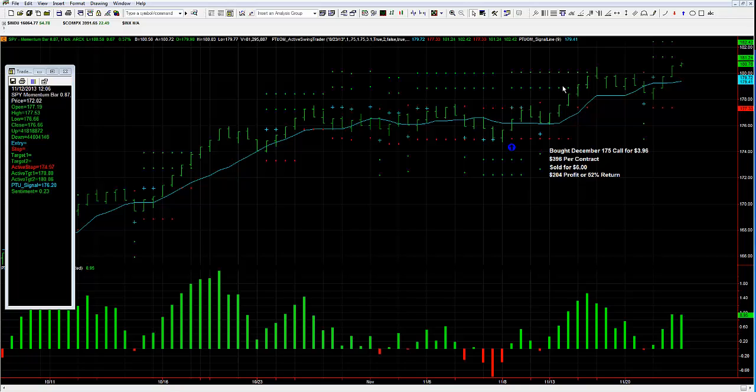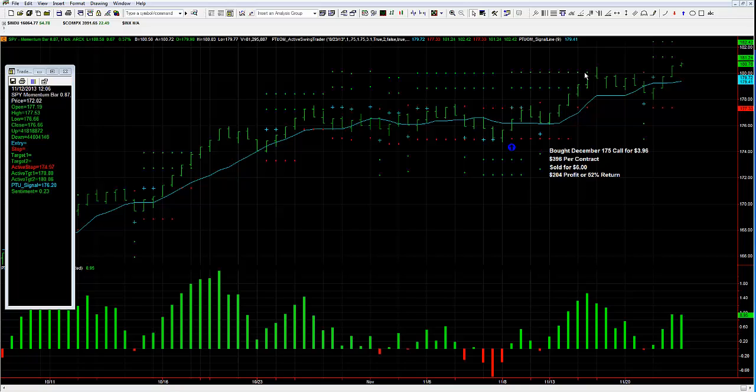So we got into this long setup. Okay, I bought the December 175 call. That was $396 per contract. Again, these trades are all just a matter of a couple $100s. I mean, we're getting into a lot of these trades for less than $500. Very manageable risk for the smaller account size. Once I hit full target, closed out of the position, booked a $200 profit or a 52% return.